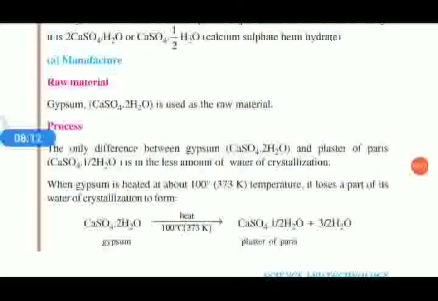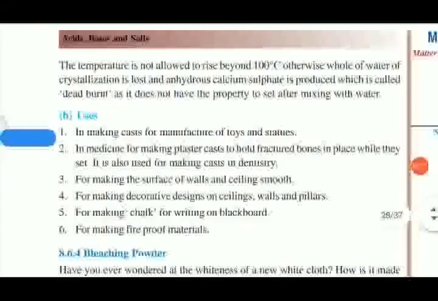When gypsum is heated at about 100 degrees Celsius, it loses a part of its water of crystallization. That means half water. CaSO4·2H2O, heated at 100 degrees Celsius, gives CaSO4·1/2 H2O plus 3/2 H2O. If the temperature exceeds 100 degrees Celsius, the whole water of crystallization is lost, and we get anhydrous calcium sulfate. It's dead burnt. That means it doesn't act like plaster of Paris.